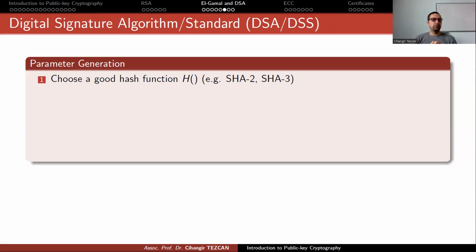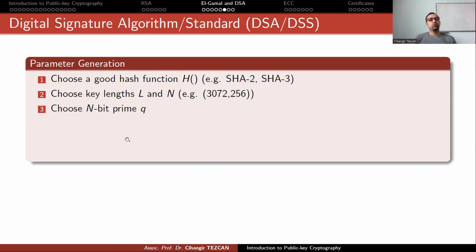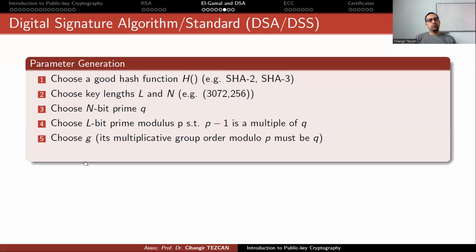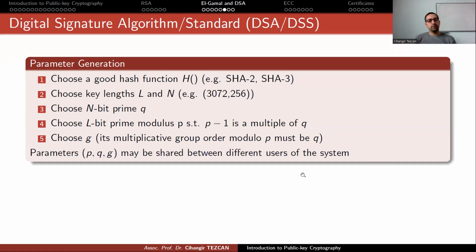You start with choosing a good hash function, like SHA-256 or SHA3-256. Then you choose key lengths, L and N. So for instance, if you want 128-bit security, then these numbers should be like this. Choose an N-bit prime q, which is 256 bits in our example. Then you choose a larger prime, an L-bit prime modulus p, such that p minus 1 is a multiple of q. Choose g, whose multiplicative group order modulo p must be q. So now you have generated some parameters, p, q, and g.